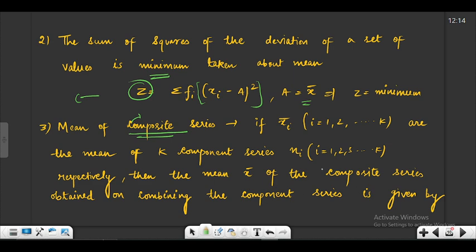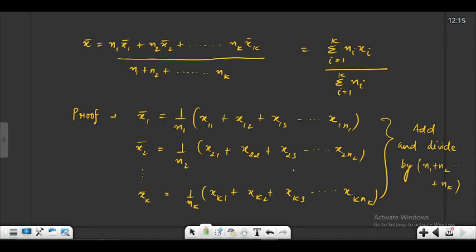So if we have k series with xi bar as the means, and we create a composite series out of it, then the mean of the composite series is given by this formula. X bar, the mean of the composite series, is given by n1 into x1 bar. Here n1 is the number of terms in the first series and x1 bar is the mean of the first series. Similarly, this is done for all the series.